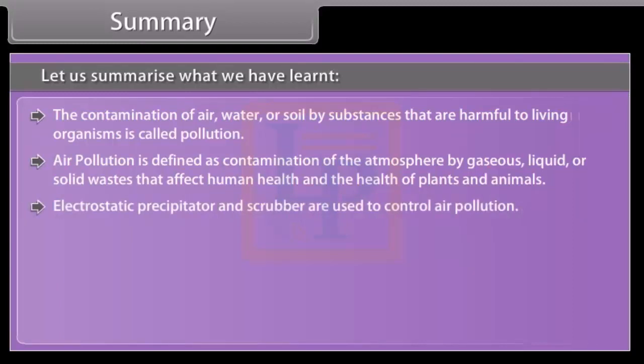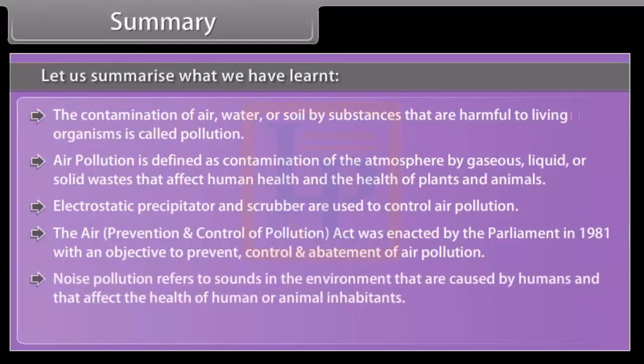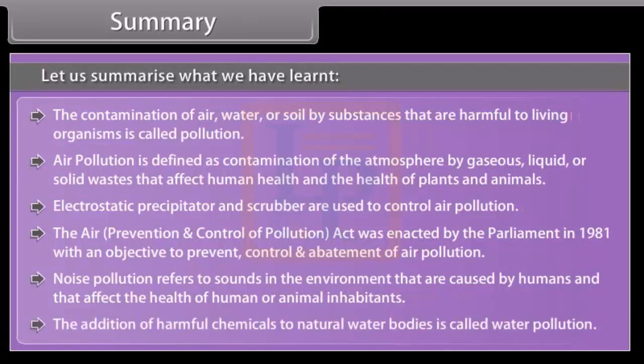Electrostatic precipitator and scrubber are used to control air pollution. The Air Prevention and Control of Pollution Act was enacted by the Parliament in 1981 with an objective to prevent, control and abatement of air pollution. Noise pollution refers to sounds in the environment that are caused by humans and that affect the health of human or animal inhabitants. The addition of harmful chemicals to natural water bodies is called water pollution.